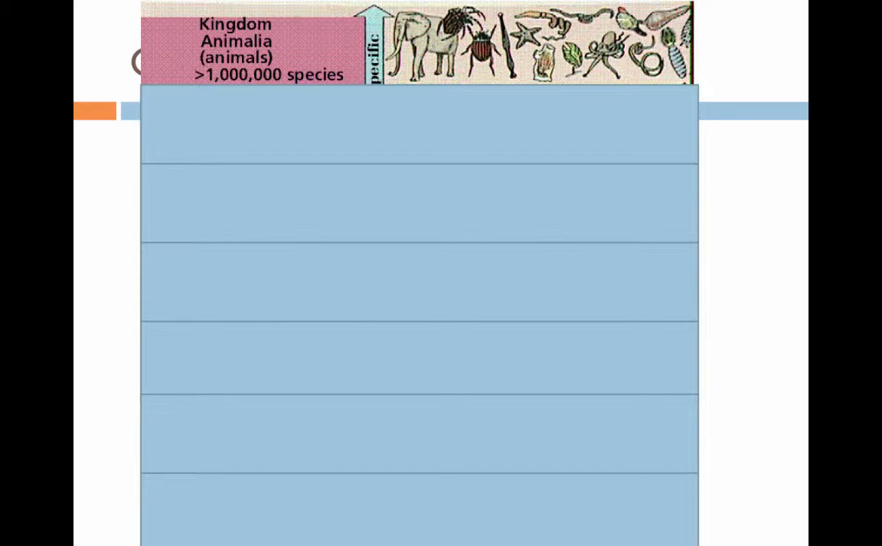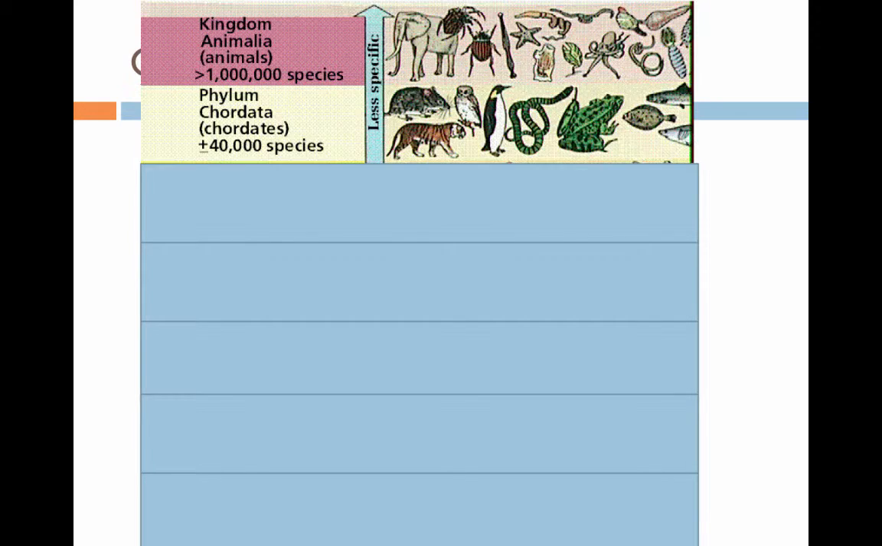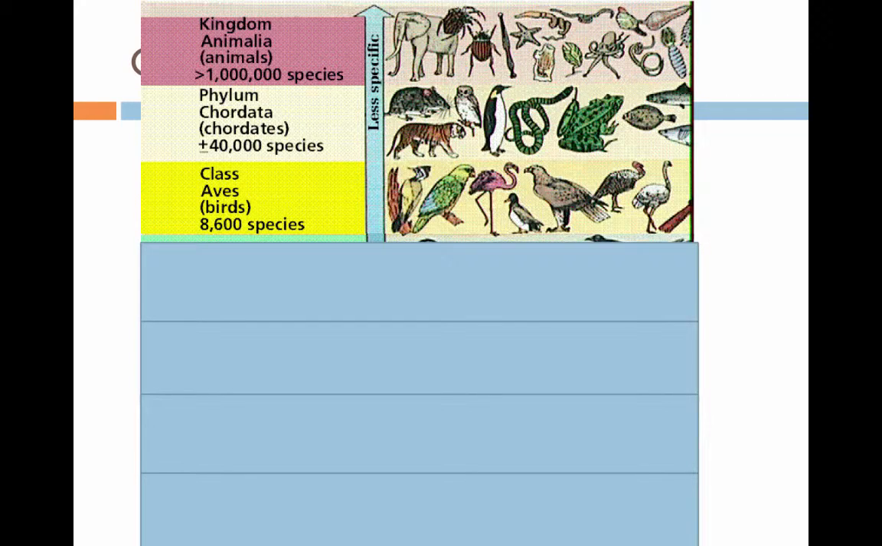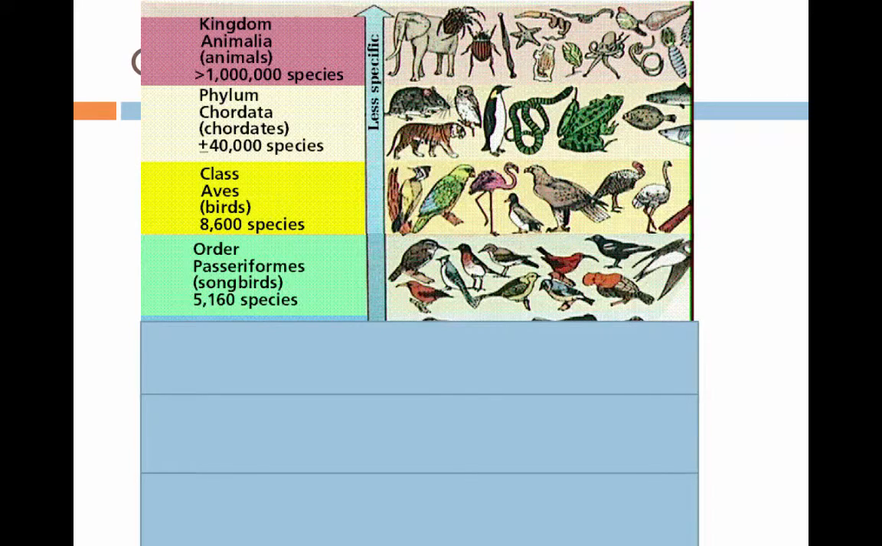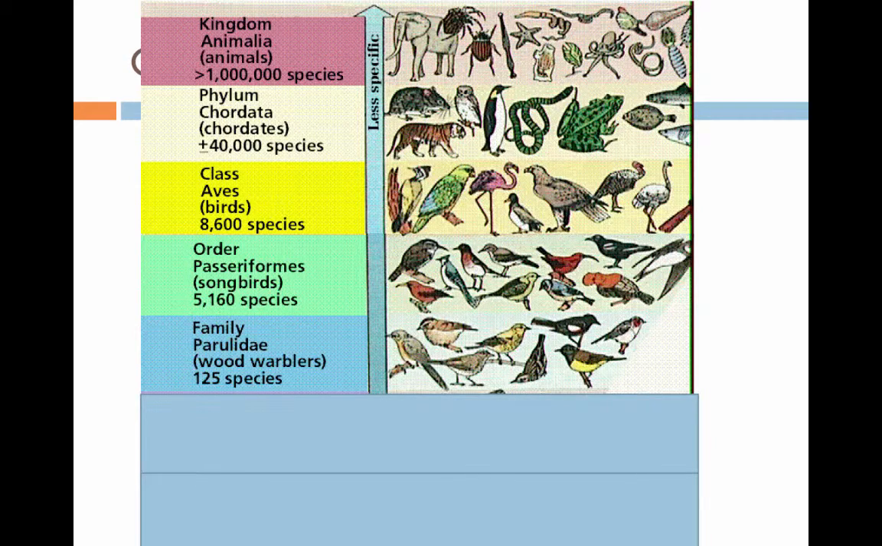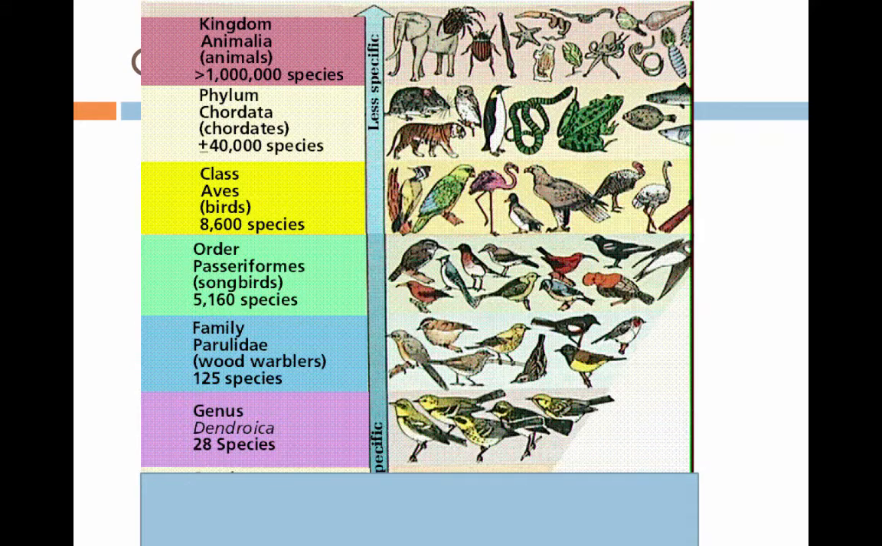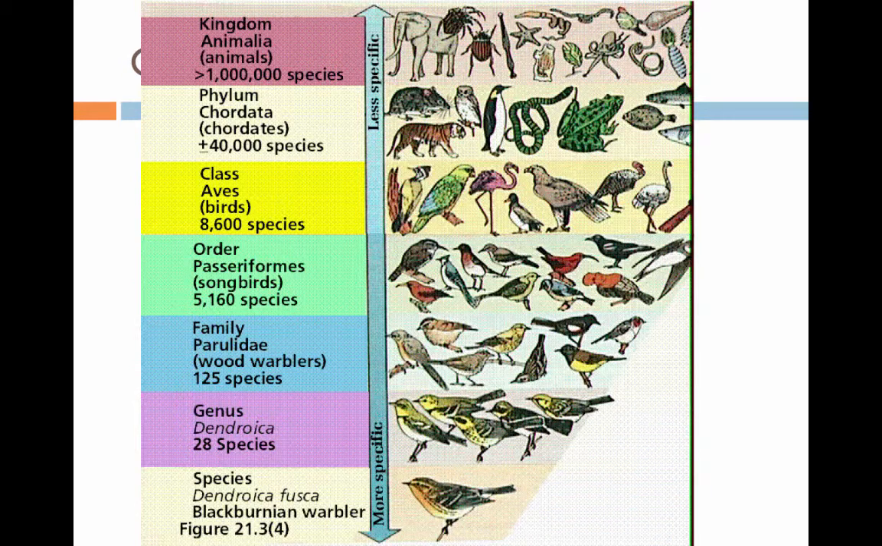Take a look at this example. First, the picture is showing you organisms belonging to the kingdom Animalia. Notice there are over 1 million species grouped here. But in the phylum Chordata, there are only 40,000 animals organized into this group. Then it gets more specific. Class Aves, there's only about 8,000. Order Passeriformes, only about 5,000 species. Even more specific in the family, 125, genus 28. And finally, we're down to the last category, which is species. There's only one. So you go from least specific or really broad all the way down to most specific.